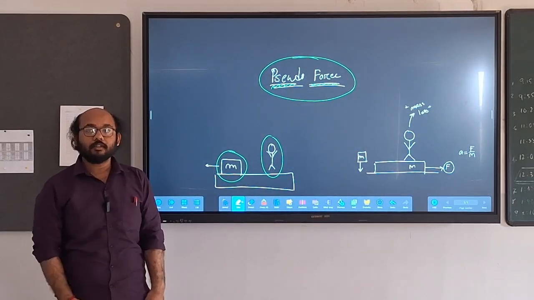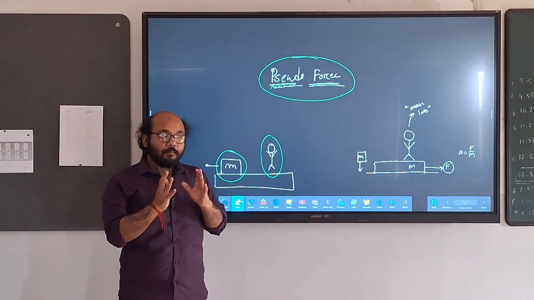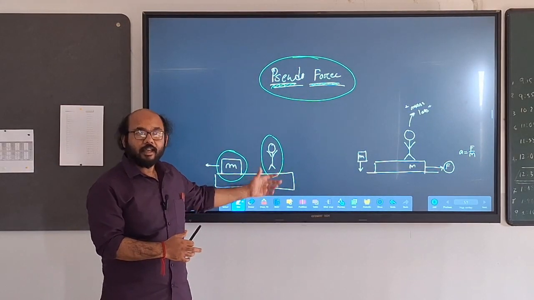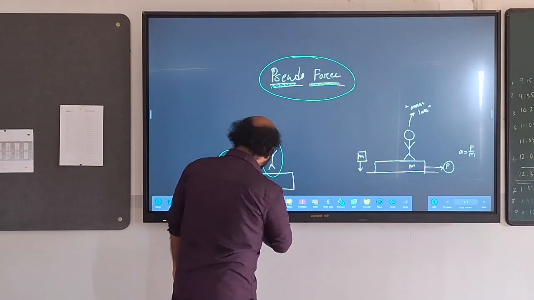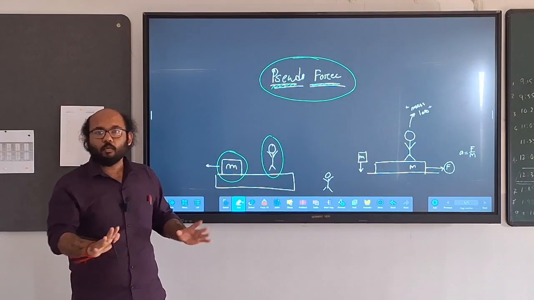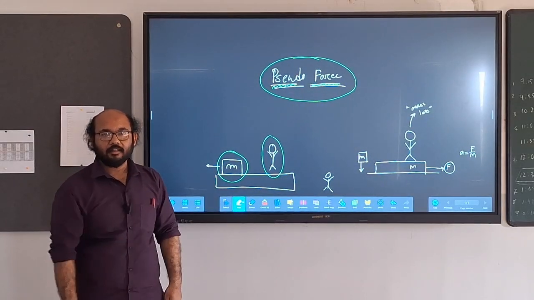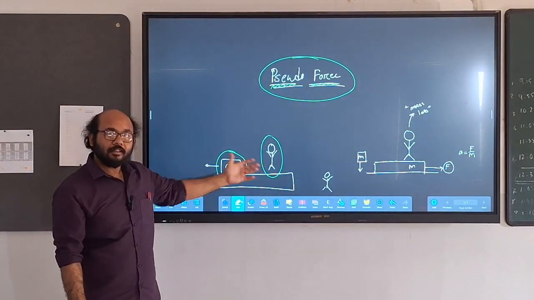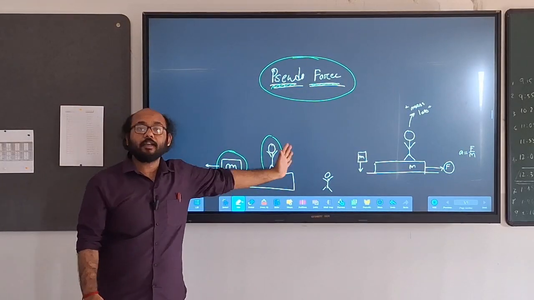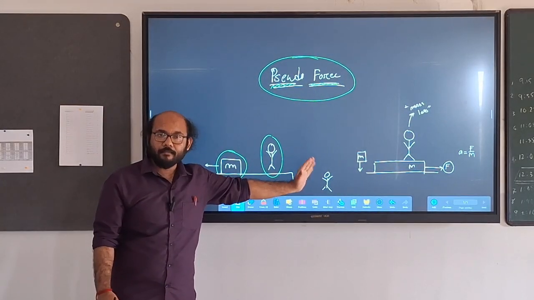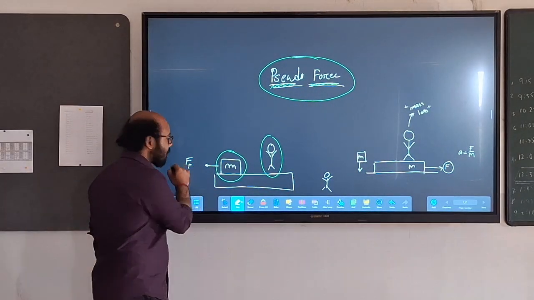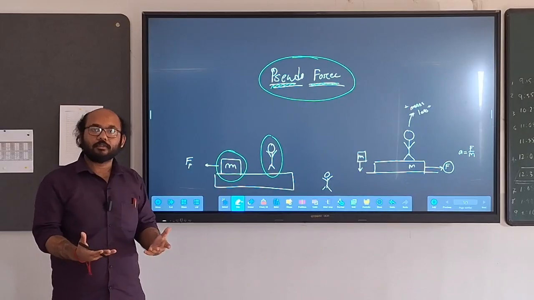Why is it pseudo force? Because this force primarily depends upon from where you are looking. If you are looking at this scenario from the ground, it's completely fine. There is no extra force. But the moment you look at this scenario from the moving, accelerating frame, the scenario changes, the force appears, and this is called the pseudo force.